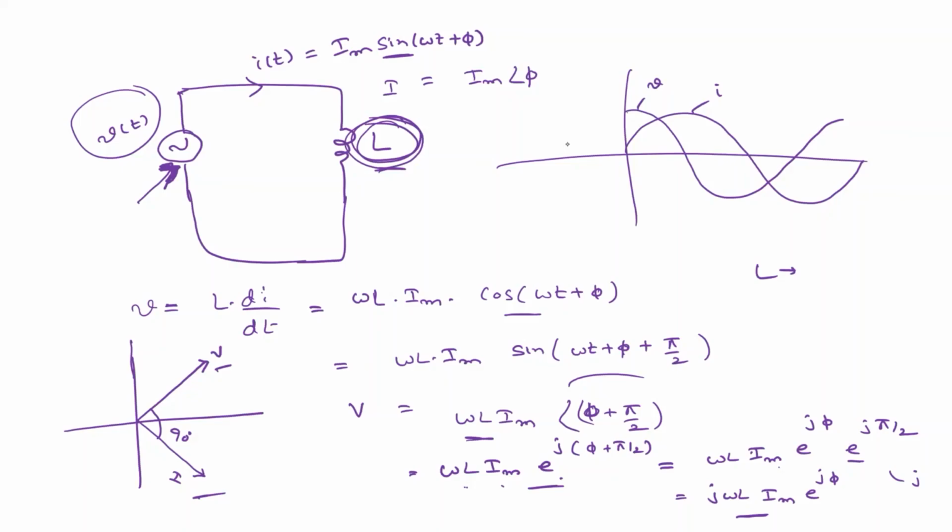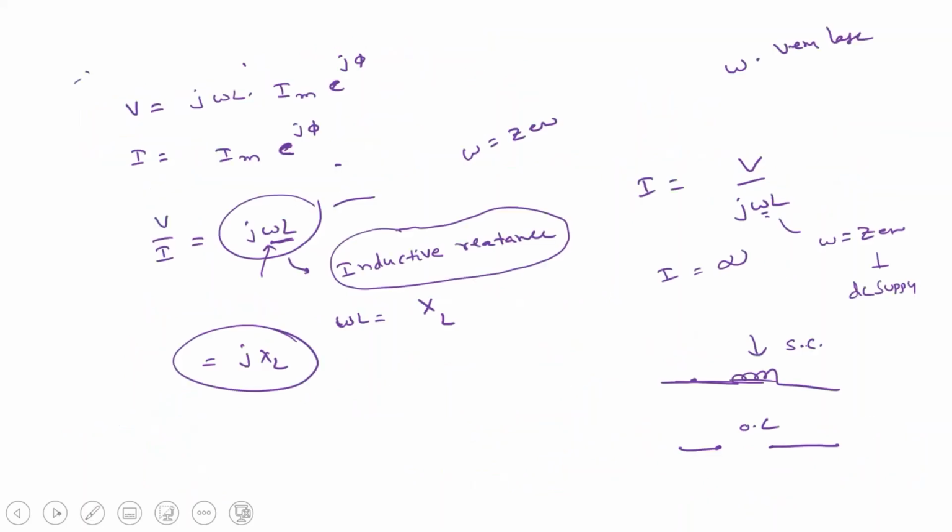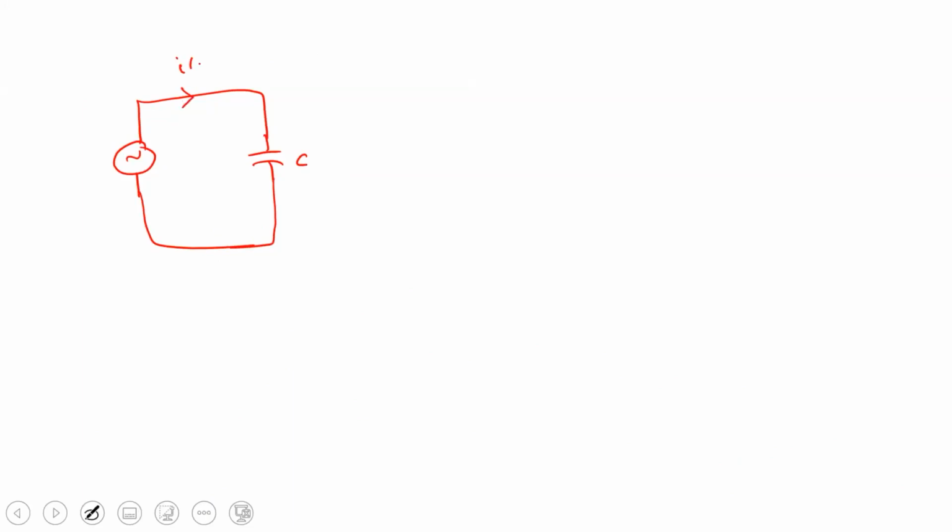In the previous class we discussed inductance or inductive reactance. Now we will discuss capacitive reactance. Let us assume that we have a capacitor which is energized by an AC source. Its value is C, its current is I of t and its voltage is V of t.